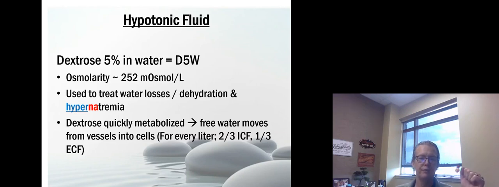Dextrose, D5W, 5% dextrose, is considered a hypotonic solution, not just because the number's 252. That's pretty close. However, what makes this a hypotonic solution is this point right down here. Dextrose is quickly metabolized. When dextrose is metabolized, then water easily moves from vessels into cells because it is hypotonic. It's just water. So that is definitely a hypotonic solution. We use it often to treat dehydration and hypernatremia when sodium is high. So we will use that to address water losses when patients are dehydrated. Again, water losses, not blood losses.